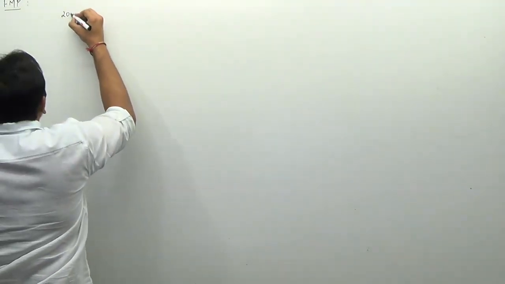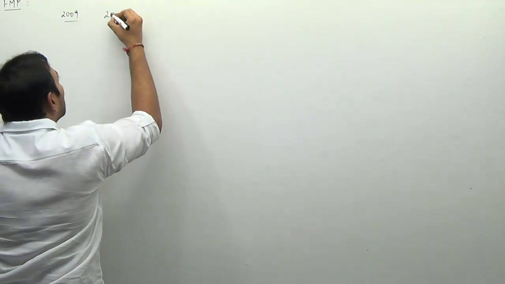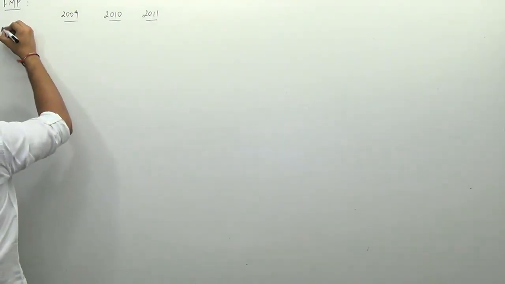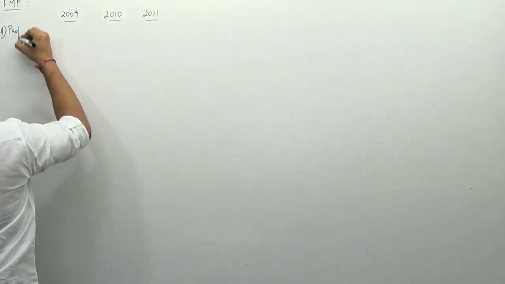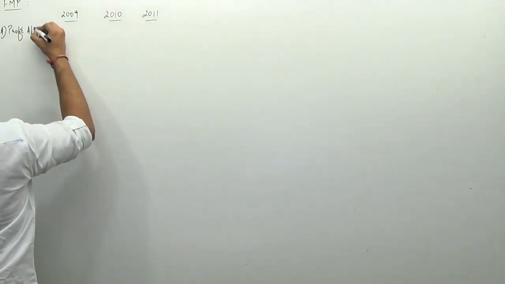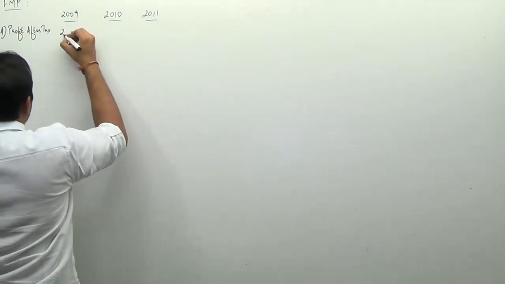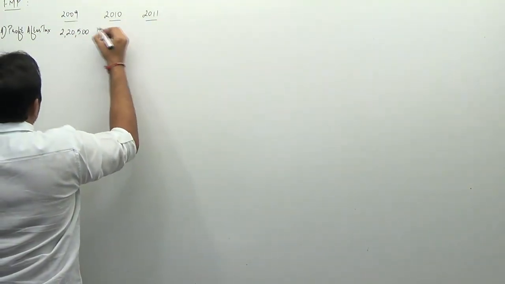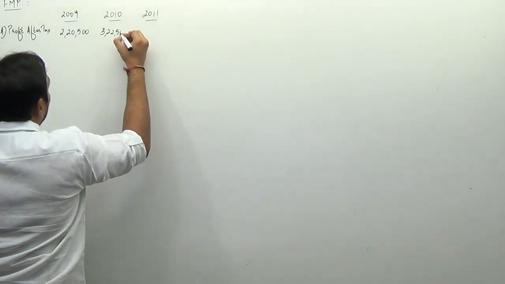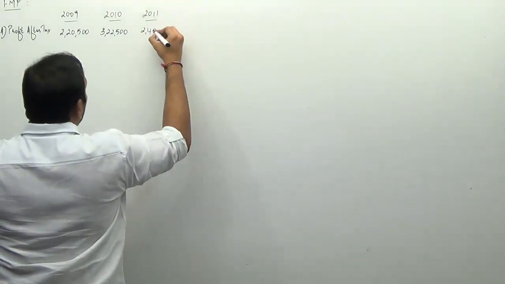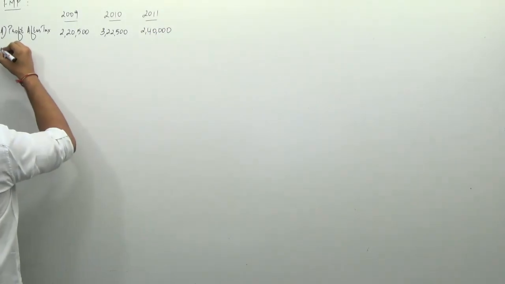How many years are given to us? 3 years, 9, 10 and 11. Though the adjustments are only in 2010 and 11. Let's first calculate. Try to maintain uniformity as far as your working notes are concerned. Profit after tax. These are the values given to us. What are the profits after tax? 2,20,500, 3,22,500, and finally, 2,40,000. This is profit after tax.